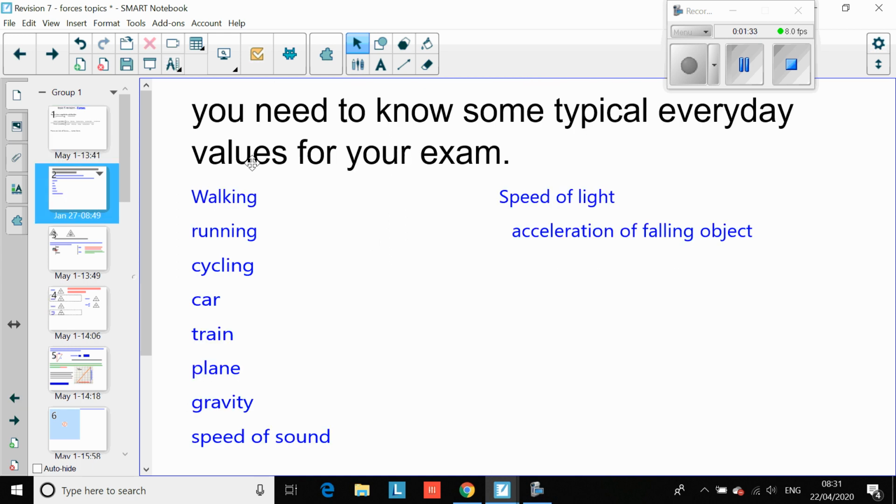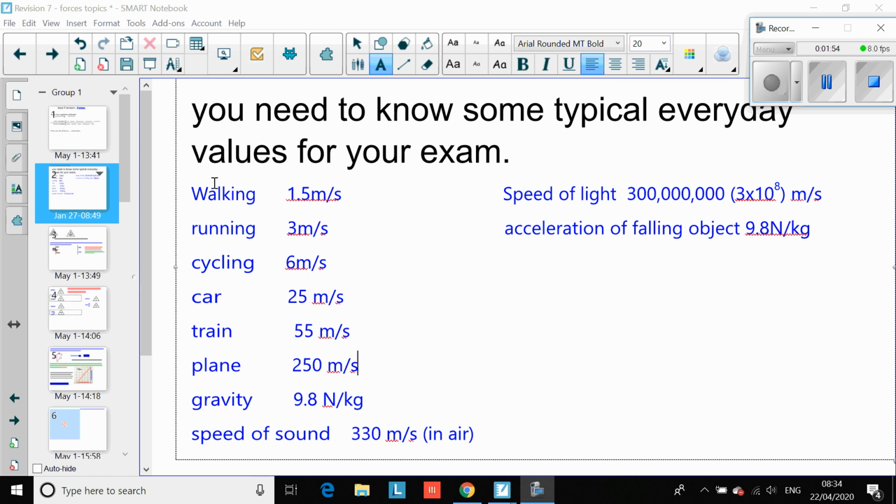Next, there are some typical everyday values that you need to know for your exam. There are some which you are expected to know. So pause the video, write these down, and then what is the value of these? Now remember, you're expected to know these typical values. Okay, off you go.